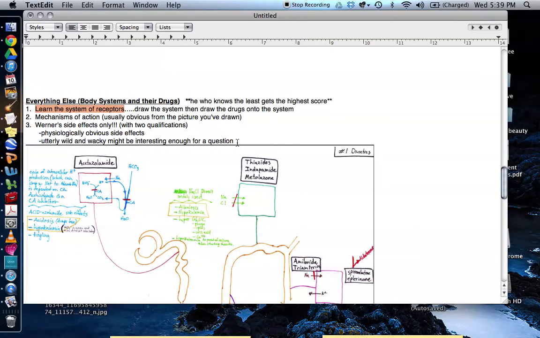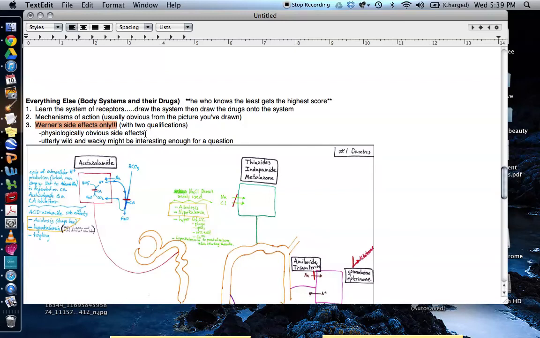I mean, I'm still learning it. I'm going to learn it as a practicing doctor. But if you can just get your mechanism of action and your side effects, you'll be okay. And then I just want to say about side effects, I'm saying Werner's side effects only. I think that would get you high pass.